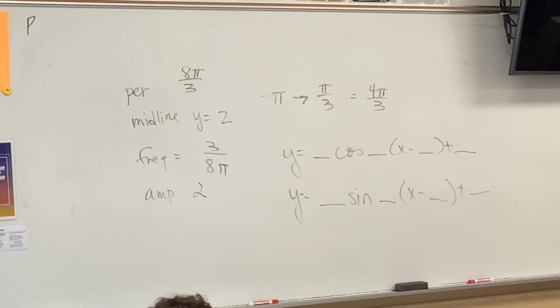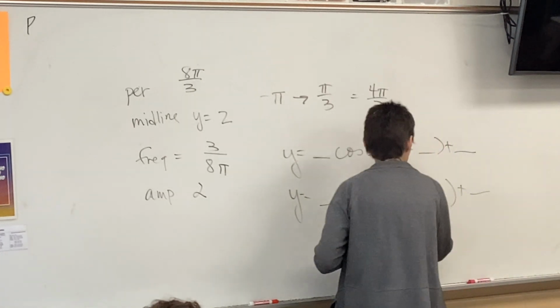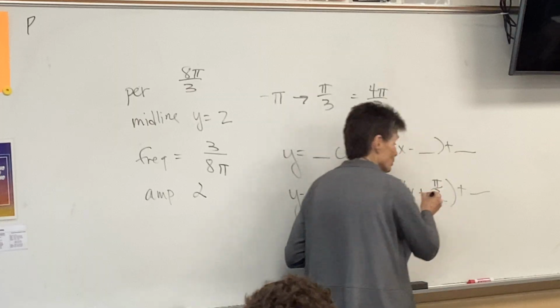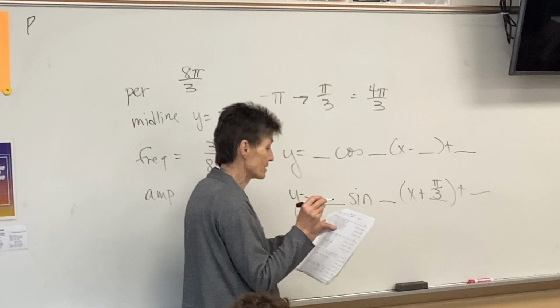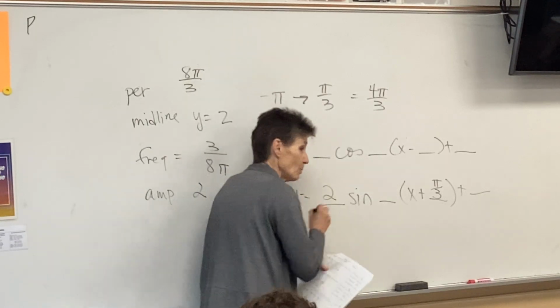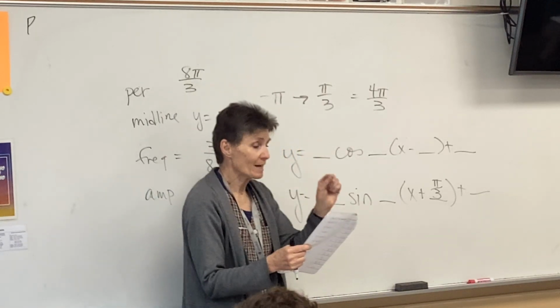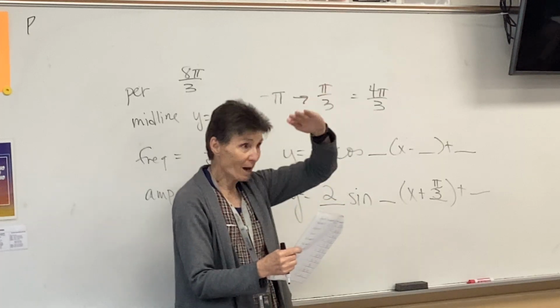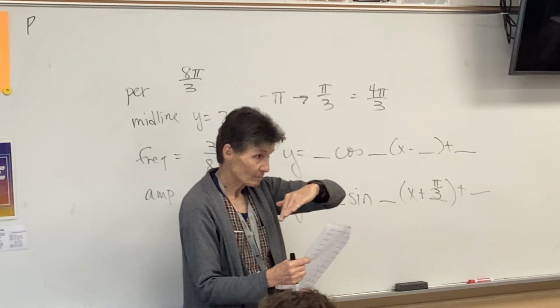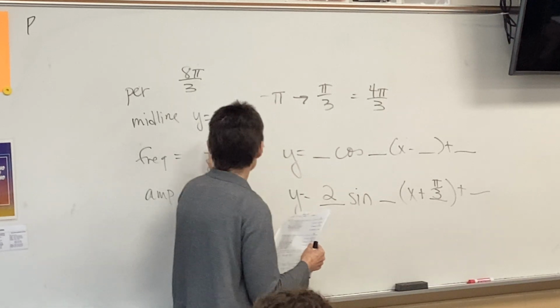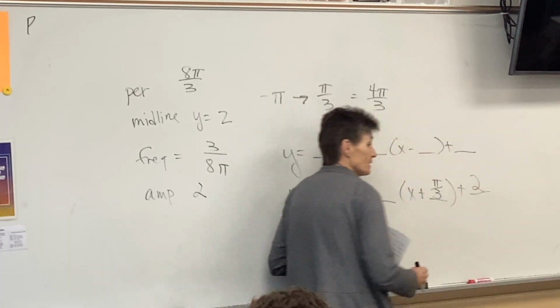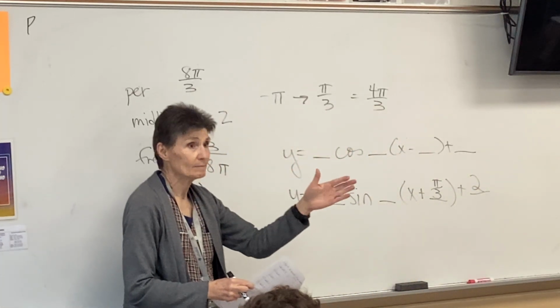All right, so I'm going to think of that as a sine. It's starting at negative pi over 3. So this is going to be x plus pi over 3. Would you agree with that? And the amplitude is 2, so I'm going to put a 2 out here in front. And if I start at negative pi over 3, that would be a positive sine. Okay? You told me my midline was 2, so this picture has been lifted up 2. Everybody okay with that?